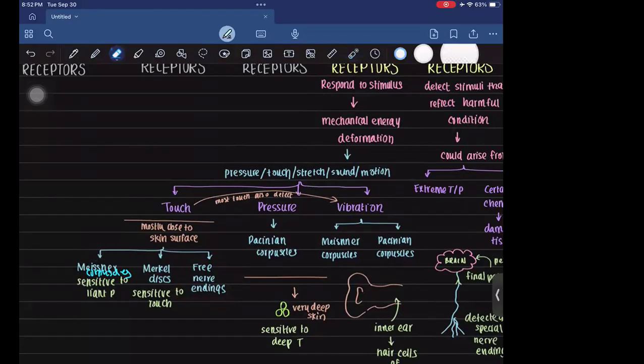But all of them do not detect touch in a similar manner. Meissner corpuscles detect light pressure. That means they are sensitive to light pressure, where the touch is very light. If you just tap your hand, that light pressure is detected by the Meissner corpuscles. Merkel discs are sensitive to light touch. Touch and pressure are different. Meissner corpuscles detect light pressure, Merkel discs detect light touch, and for free nerve endings it is not specifically mentioned what they detect.